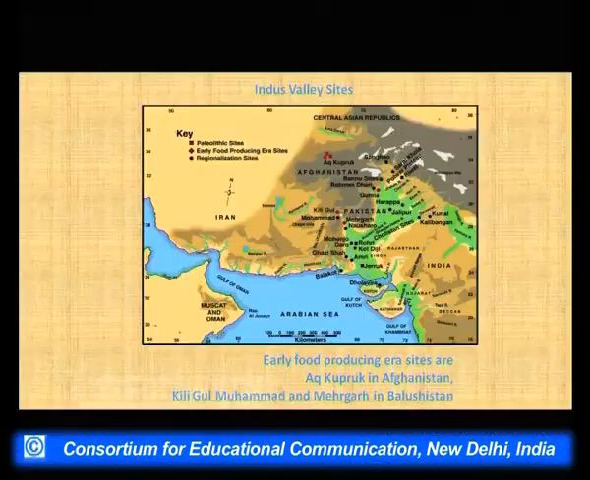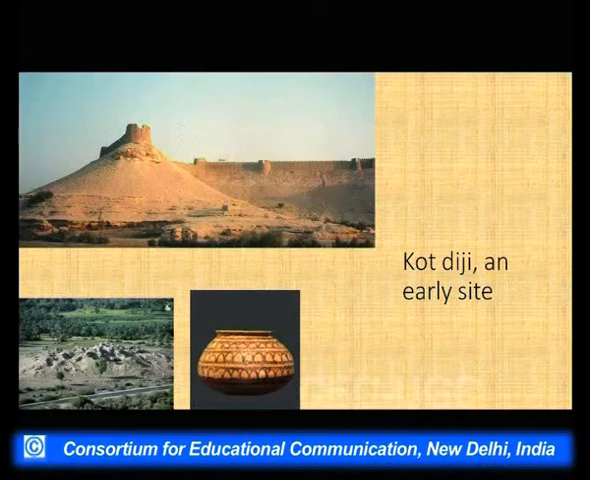There are a number of sites which are related to Harappa. Now we start with some of the early sites and go on to the architecture of some later sites. We start with Kot Diji. Now Kot Diji is an early site. You can see that it's a big mound that has been built upon successively. On one side you can see how it was excavated, and then you can see early pottery at Kot Diji.